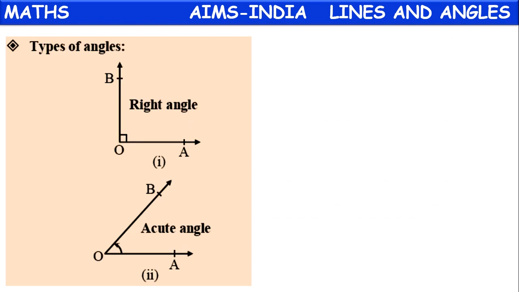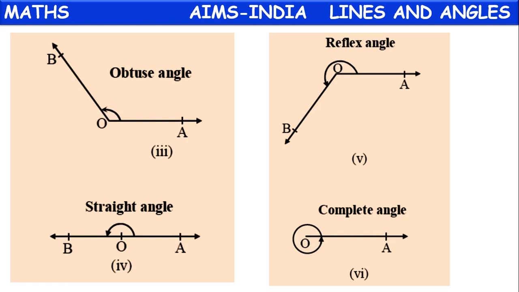So like this, children, we have so many types of angles. You have already learned about all these angles in your earlier classes. We are just revising the basics: right angle, acute angle, obtuse angle, straight angle, reflex angle, complete angle.